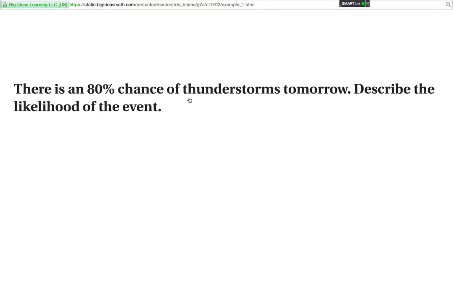Now, is it guaranteed? No. I've seen many times where our weather forecaster is wrong. That's a great job, isn't it? Be a weather forecaster. You could be wrong every day and still have a job. It's pretty nice, right? You might want to think about that.